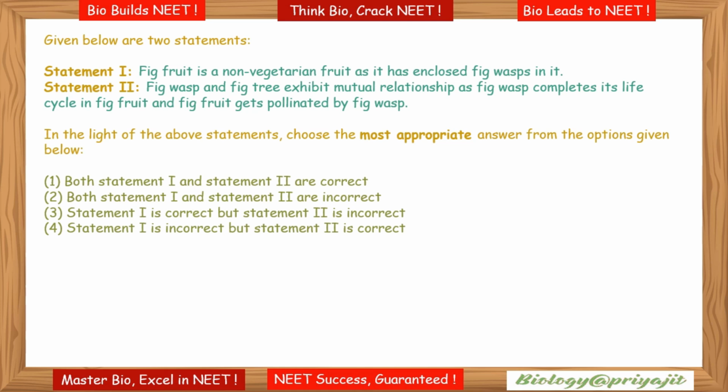The wasp pollinates the fig inflorescence while searching for suitable egg-laying sites. In return for the favor of pollination, the fig offers the wasp some of its developing seeds as food for the developing wasp larva. So here both statement 1 and statement 2 are incorrect.